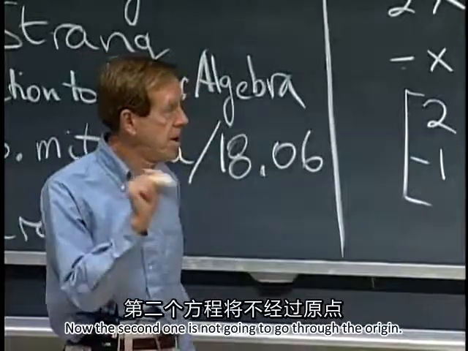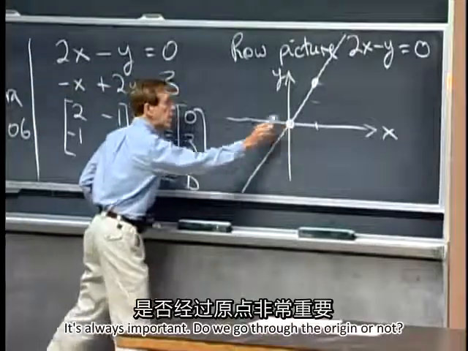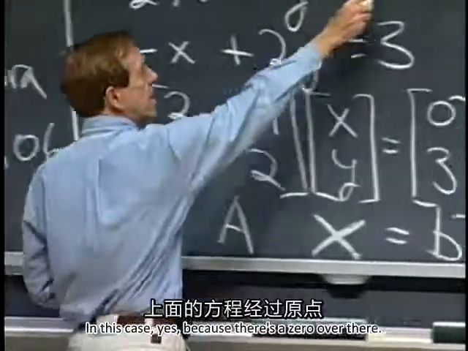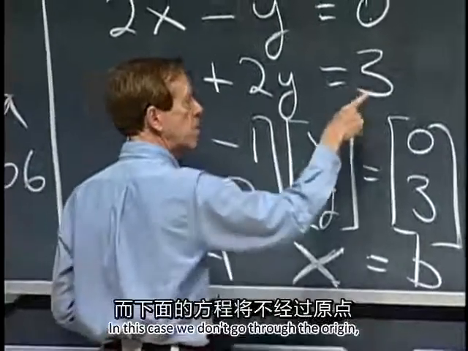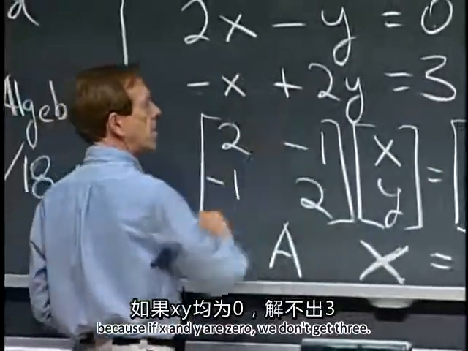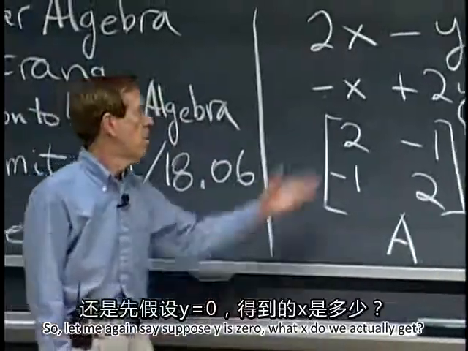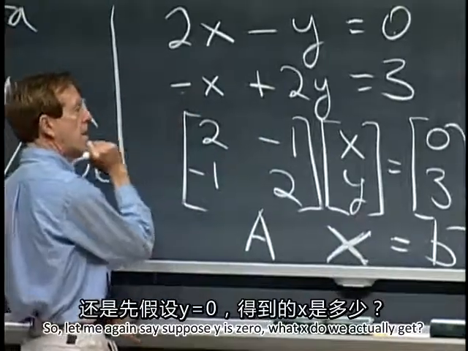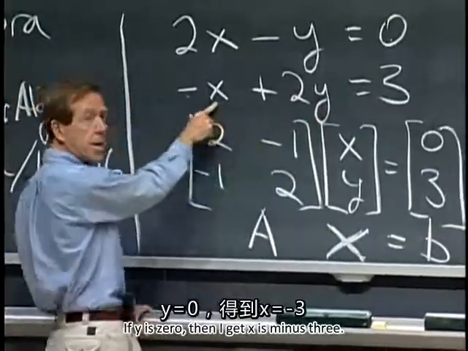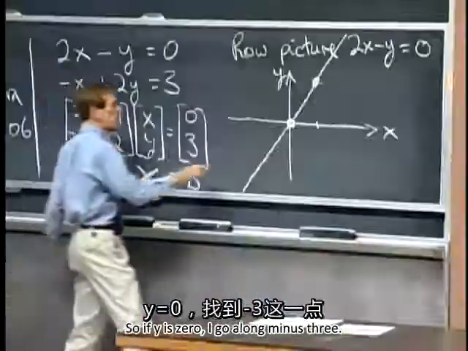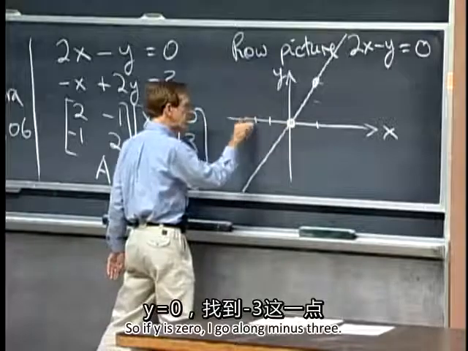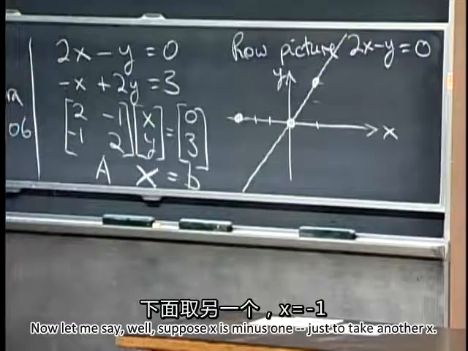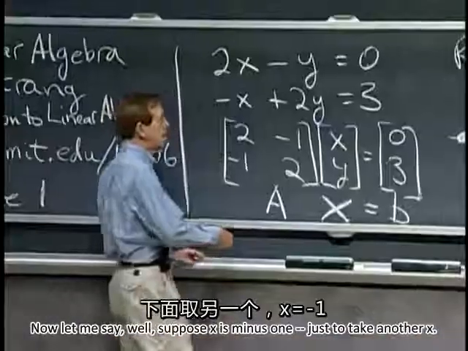Now the second one is not going to go through the origin. It's always important: do we go through the origin or not? In the first case, yes, because there's a 0 over there. In this case, we don't go through the origin because if x and y are 0, we don't get 3. So let me again say, suppose y is 0. What x do we actually get? If y is 0, then I get x is minus 3. So if y is 0, I go along minus 3. So there's one point on this second line. Now let me say, well, suppose x is minus 1.